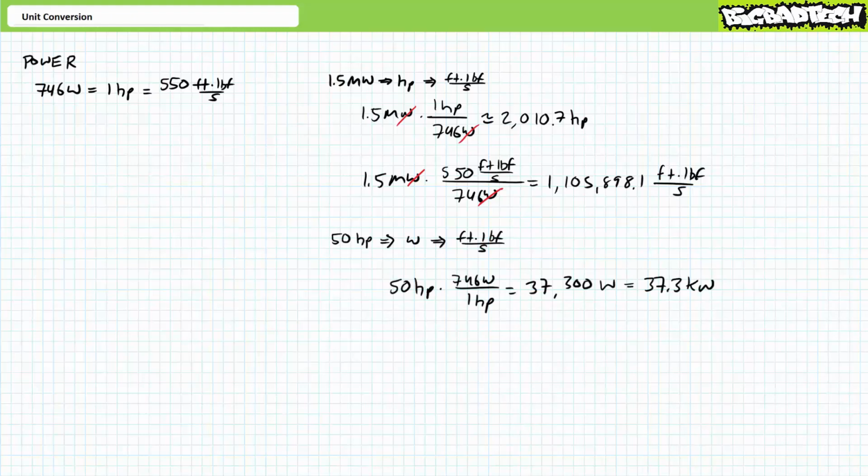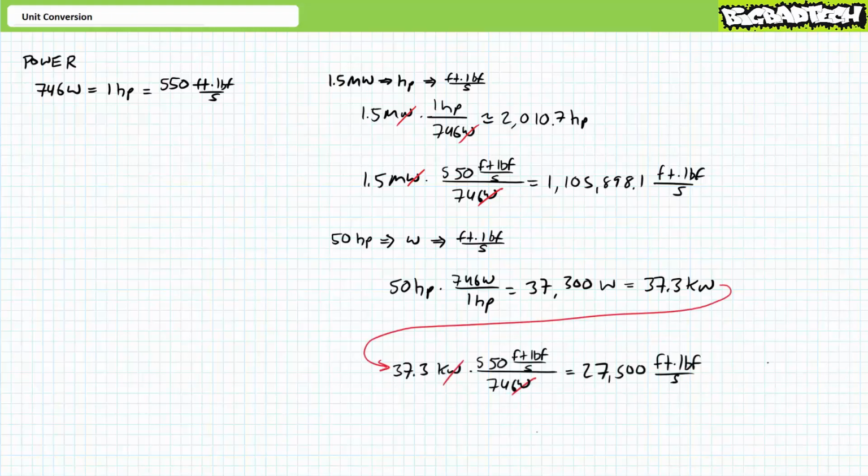Our next problem is asking us to convert 50 horsepower to an equivalent amount of watts. The unit we want, watts, is on top. The unit we don't want, horsepower, is in the bottom. 50 horsepower times 746 watts per horsepower. Units of horsepower cancel out. We're left with 37,300 watts, or more appropriately, 37.3 kilowatts.